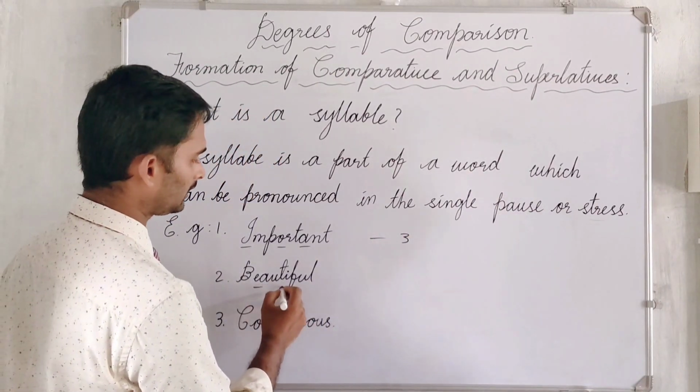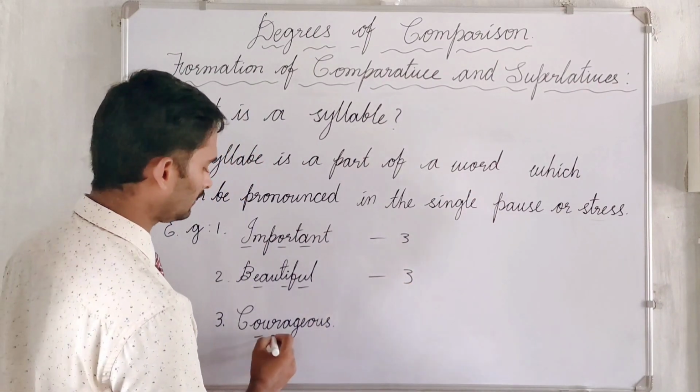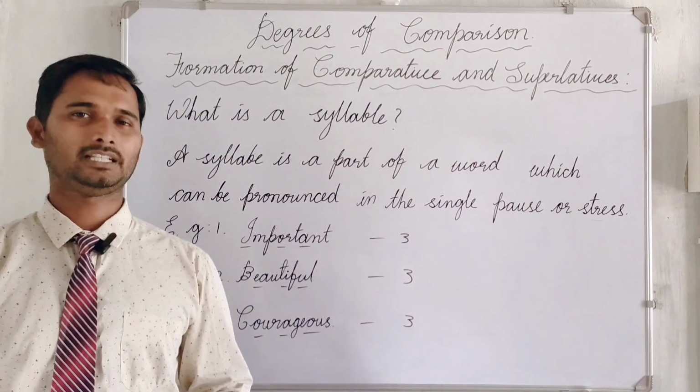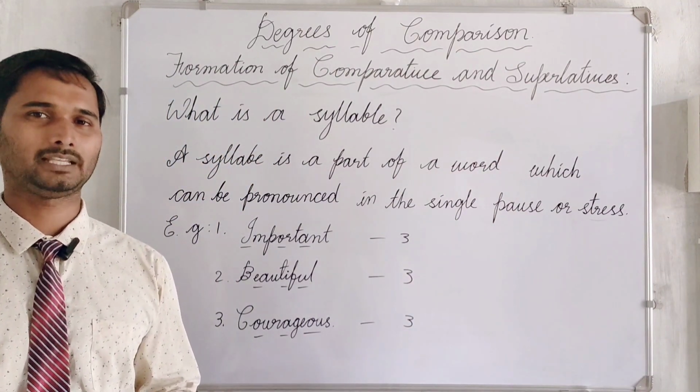Beautiful. It has three syllables. Courageous. It has three syllables. These are two ways by which we can identify the syllables of any word.